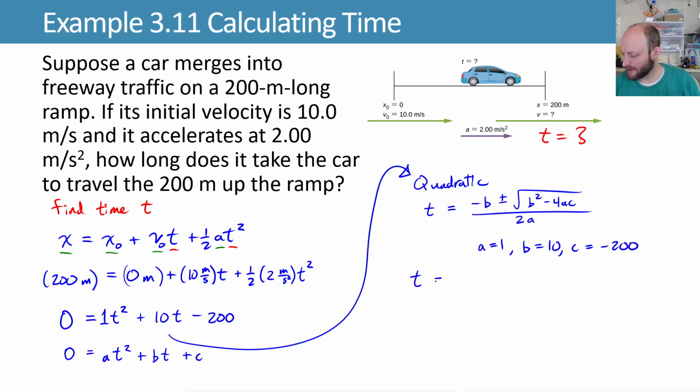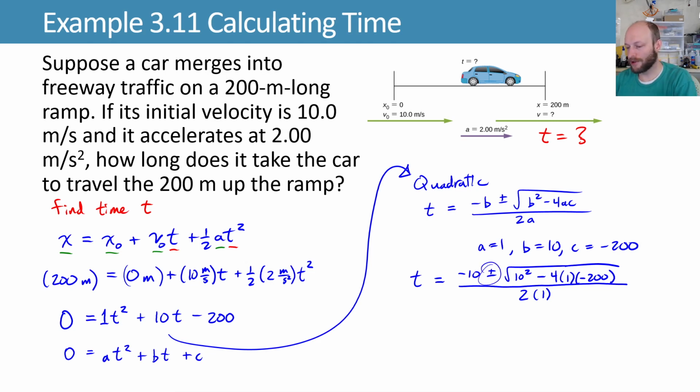So we say my time is equal to negative 10 plus or minus the square root of 10 squared. So this is b squared minus 4 times a of 1 times c of negative 200. So that negative times negative gives you a positive inside there. And then all divided by twice a, or 2. When you evaluate this, you evaluate it once with the plus on top, and then once with the minus. And at the end, what you end up with is two values. You say that my time is equal to either 10 seconds, or it's equal to negative 20 seconds. Those are the two answers you get from this.